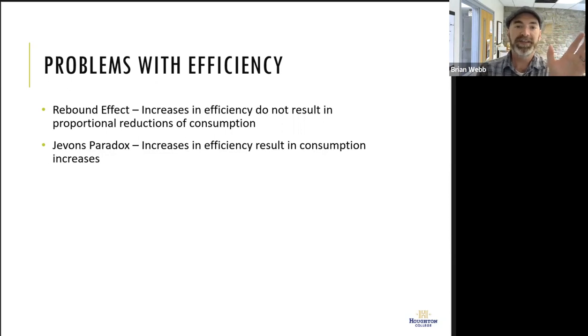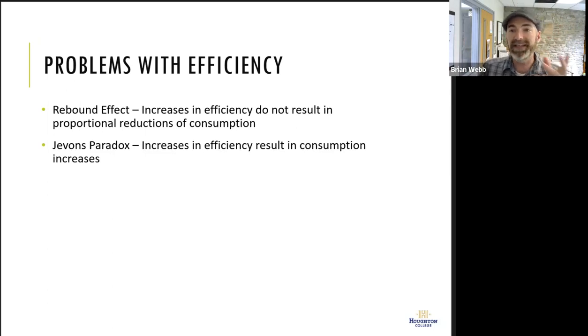Jevons paradox is when that rebound effect is so significant that it completely negates all savings. In other words, an increase in efficiency results in consumption increases. So that would be a case where you've made a car 20% more efficient, but you drive it so much farther that you actually consume more gas than you used to because of that.